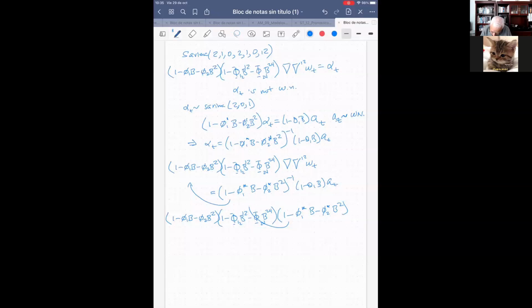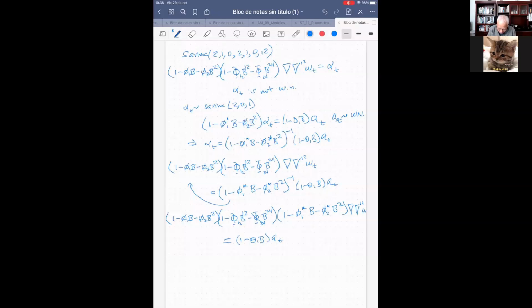Times the first difference. Well, you can ignore that line, because if I erase it, I'm going to erase more things here. Okay. Times the first difference and the first seasonal difference of order 12, multiplying WT, and that's equal to 1 minus theta 1 B a t.